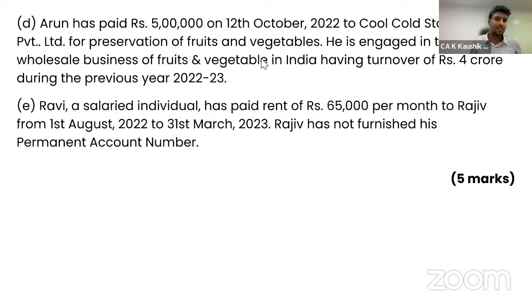Moving to the fifth transaction, Ravi, a salaried individual, has paid rent of rupees 65,000 per month to Rajiv from 1st August 2022 to 31st March 2023. Rajiv has not furnished his permanent account number. Now here are two things that need to happen. Section 194IB is applicable. 194IB says that to whomsoever section 194I is not applicable, 194IB will be applicable. If the rent paid for the property is more than 50,000 per month, the TDS rate is 5%. But if the PAN number is not available, the TDS rate is 20%.